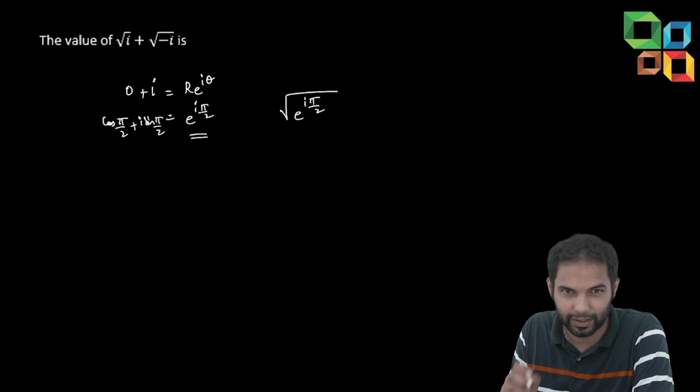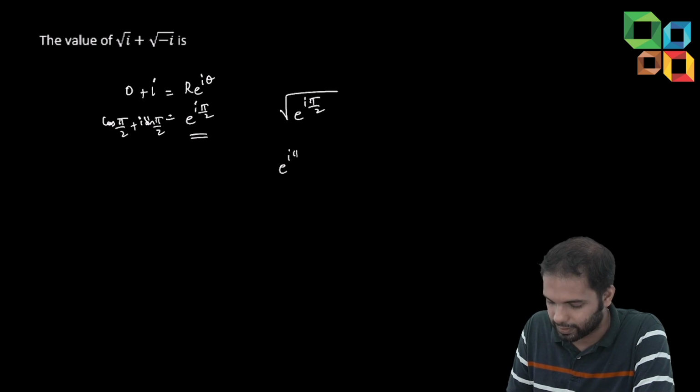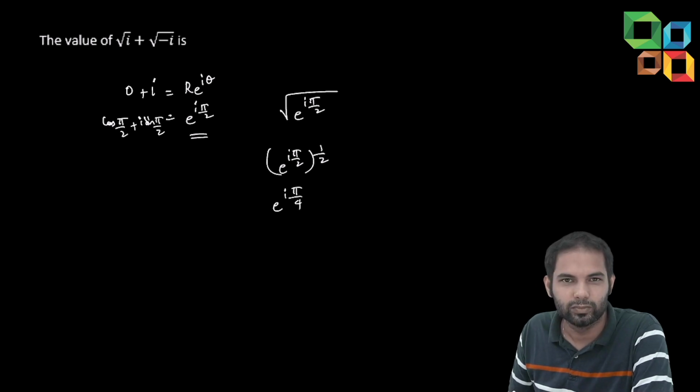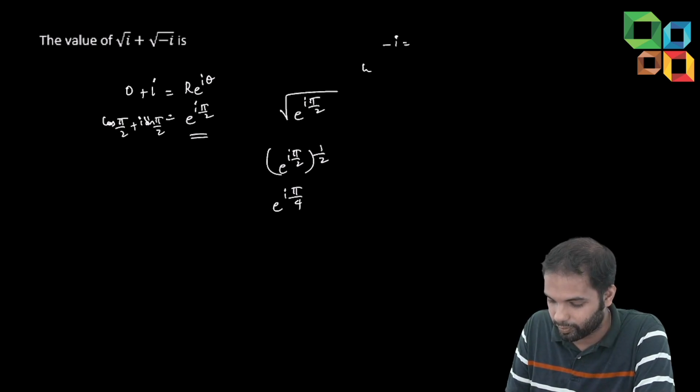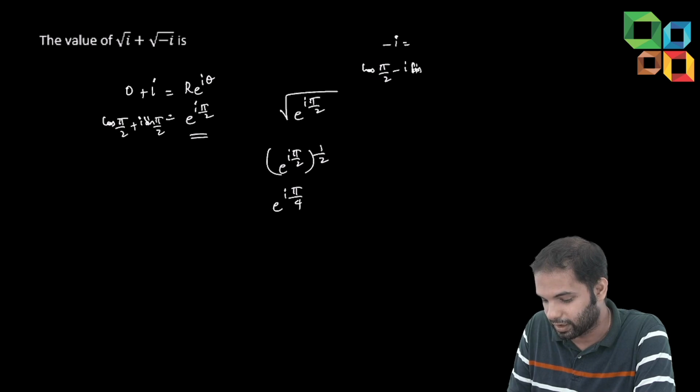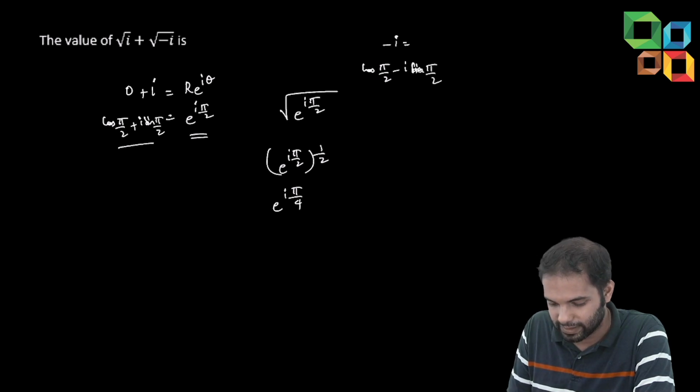The first term I'm taking care of. Now we know that square root is nothing but power half, right? So it will be e power i π by 4. Simplified very easily. Second part, again, it's minus i, or in the same form, cos of π by 2 minus i sine of π by 2. One way you can see is the conjugate of this, so directly you can say that it is e power minus iπ by 2.